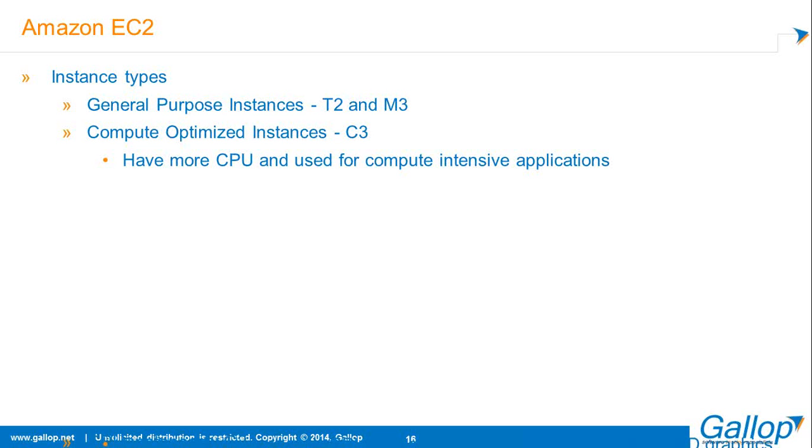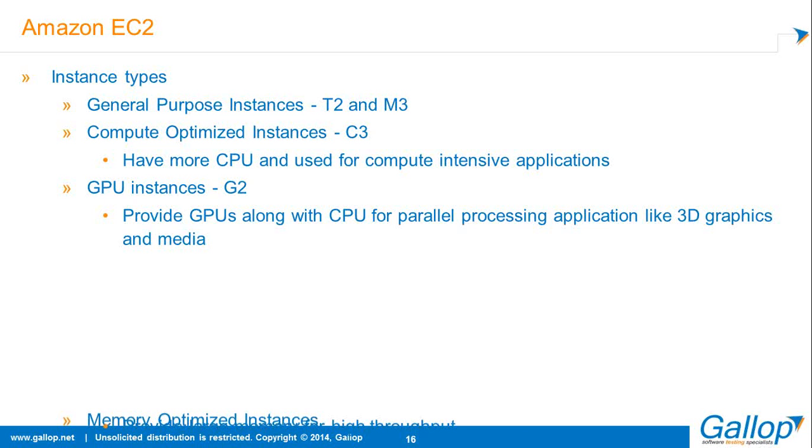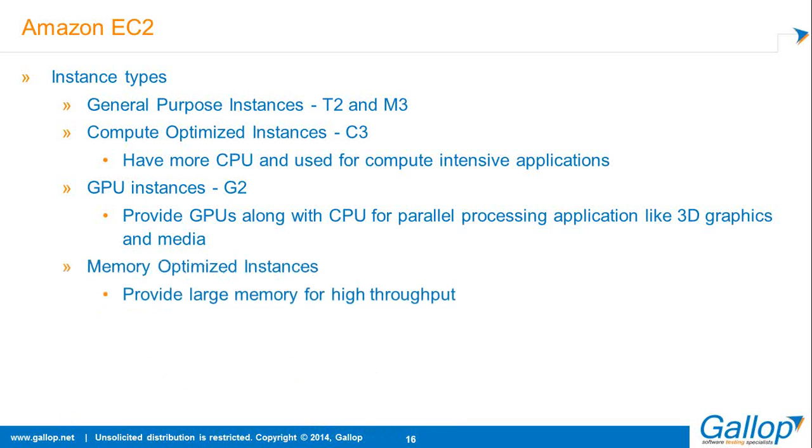And then you have GPU instances, which are for 3D graphics, media, and gaming, which involve separate graphic cards in addition to your CPUs. And then there are memory optimized instances. These provide large memory for high throughput, for NoSQL databases, big data, etc. And then there are storage optimized instances, which are tuned for disk I/O.